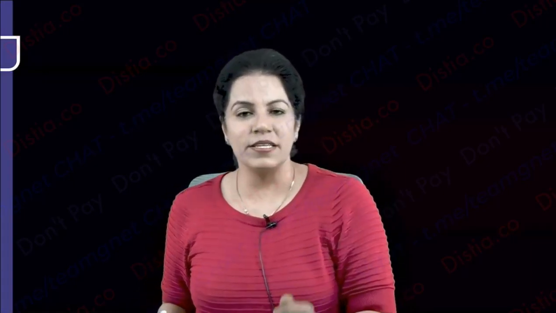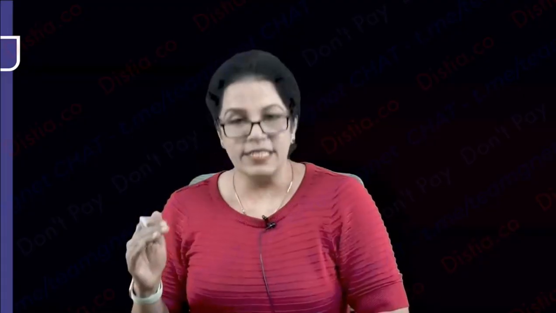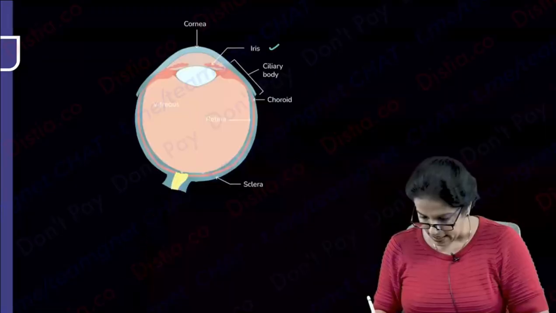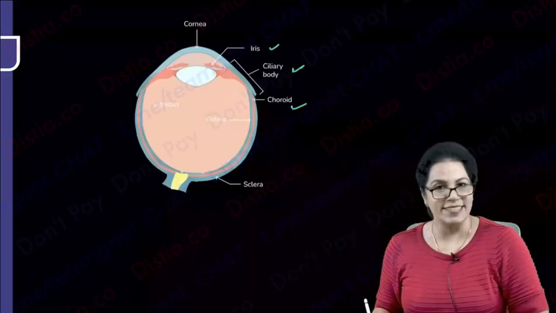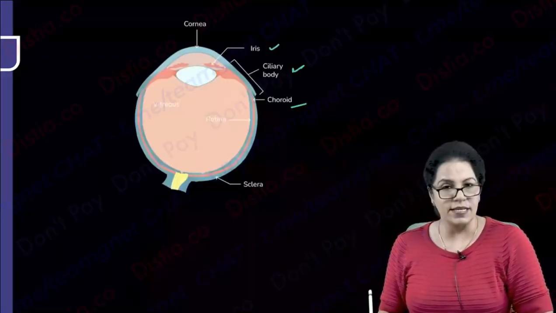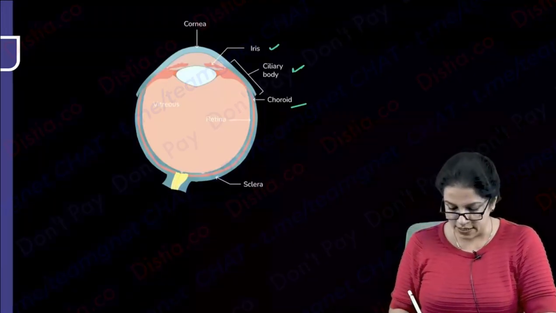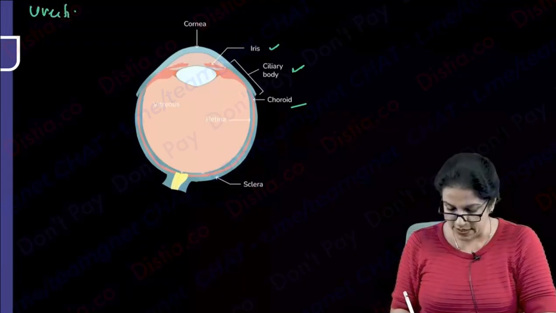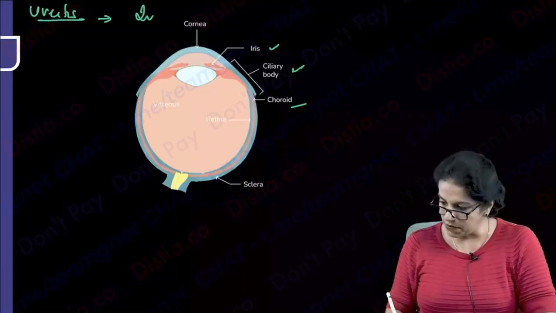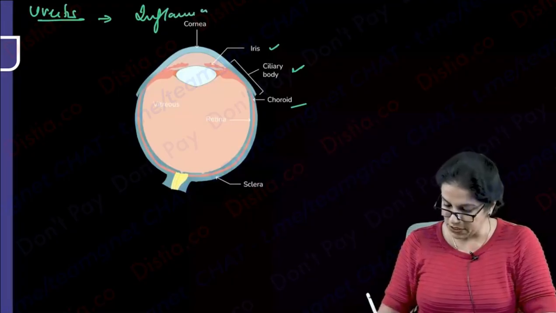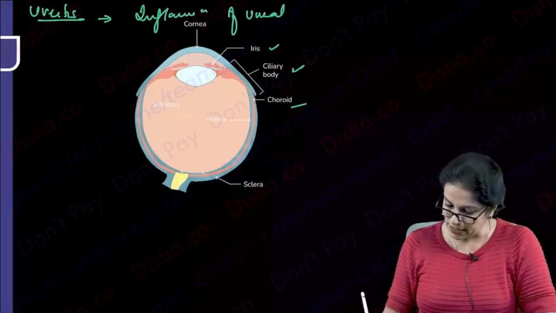So let's start with uveitis today. Give the heading uveitis. What is the uveal tissue, all of you? We all know uveal tissue is iris, ciliary body and choroid. This is what is called vascular layer or uveal tissue. So what is uveitis? Let us note down. Write down please. Inflammation of uveal tissue. Inflammation of uveal tissue is uveitis.